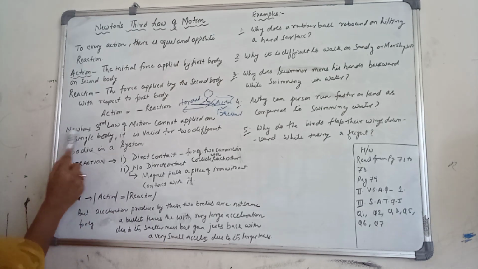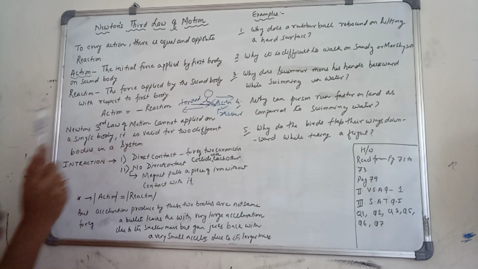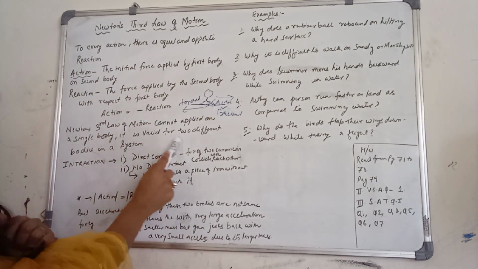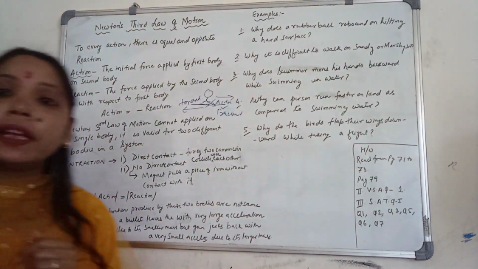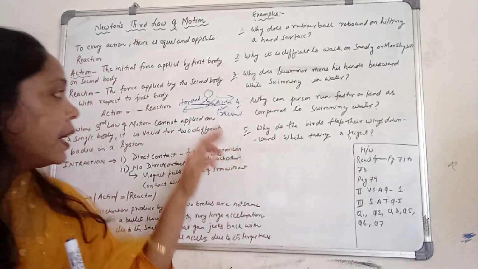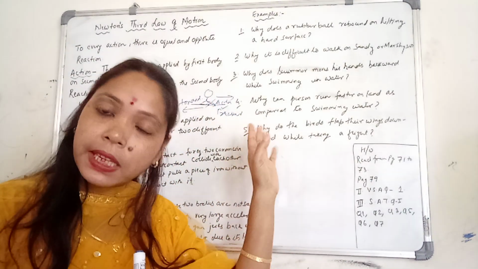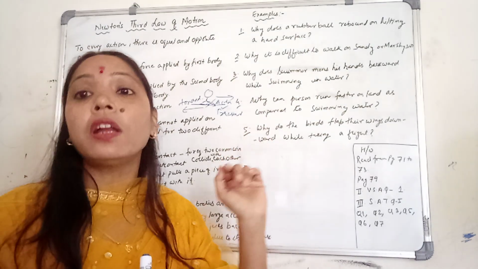So Newton's third law of motion cannot be applied on a single body. It requires two bodies in a system. Here in the system we have two bodies. One is the feet of the person and another body is the ground.